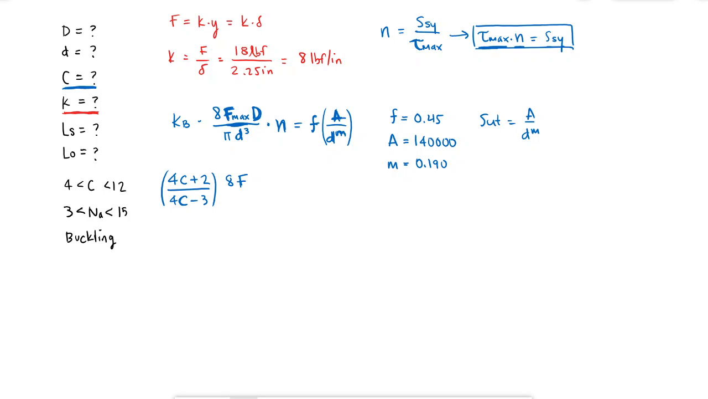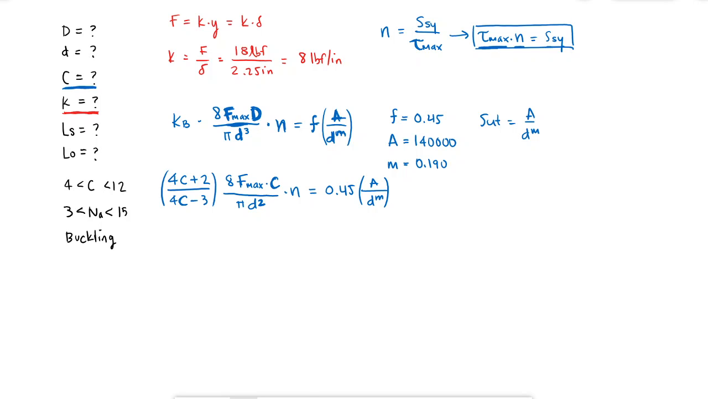We'll substitute capital D over lowercase d as C. So it would be force max times C. That C would take care of one d up here and one d in the denominator. So divided by pi d squared instead of cubed, because the C already has another d in the denominator, times N equals 0.45 A over d to the M, right?